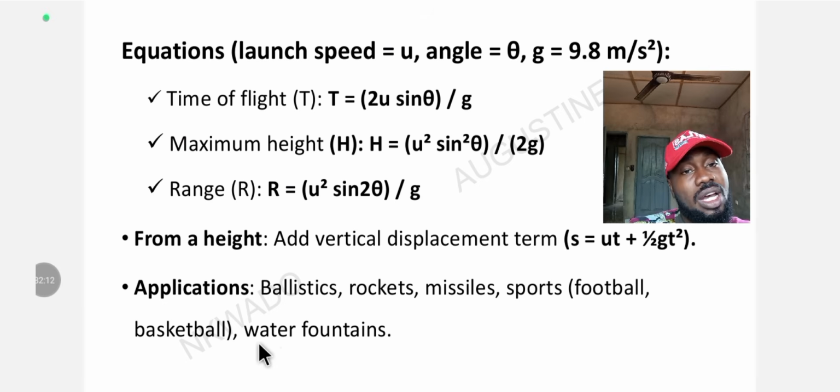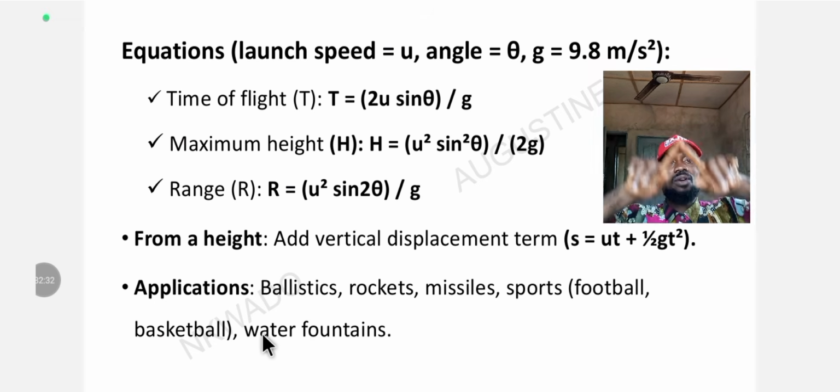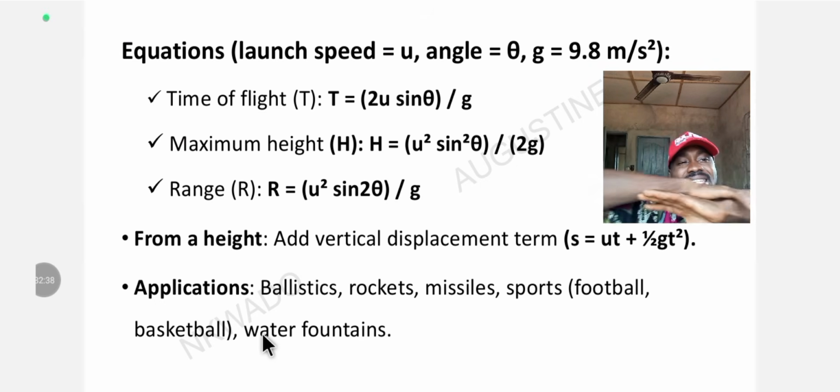We also use it in sports like javelin throwing. It's also used in pole vault. It's also applied in water fountains, where the water moves like this. See, that curved motion is still there. So anything that has that curved motion in space, you use projectile.